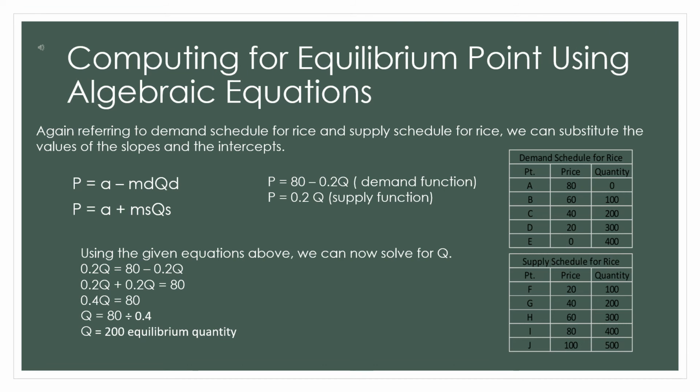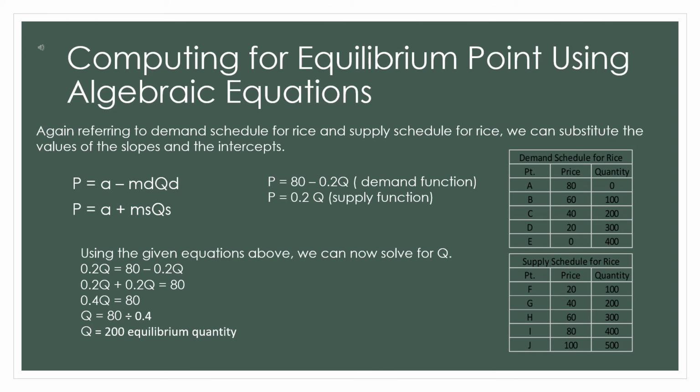So A has no value when it comes to the supply function because, as you can see in the supply schedule, for point F, there is no zero intercept because the price is 20 and the quantity is 100. So there is no zero there, so the A has no value for the supply function. The only time you use A is when the intercept is 0. So that is the rule.